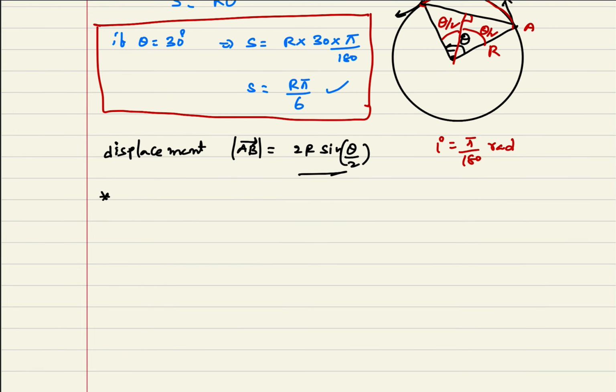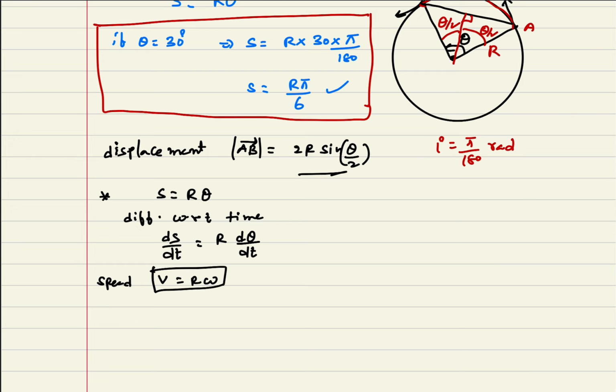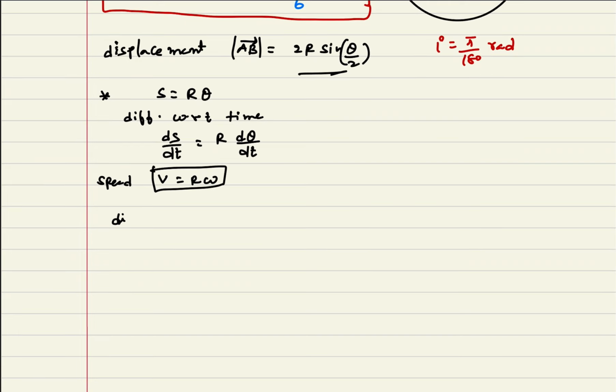Similarly, other relations you can see here. S is equal to r into theta, distance. Now differentiate with respect to time. We get ds by dt is equal to r into d theta by dt. We can write speed v is equal to r into omega. That's why till now I'm writing v is equal to r omega. Next, differentiate with respect to time t again, I get dv by dt is equal to r into d omega by dt, provided r is constant.